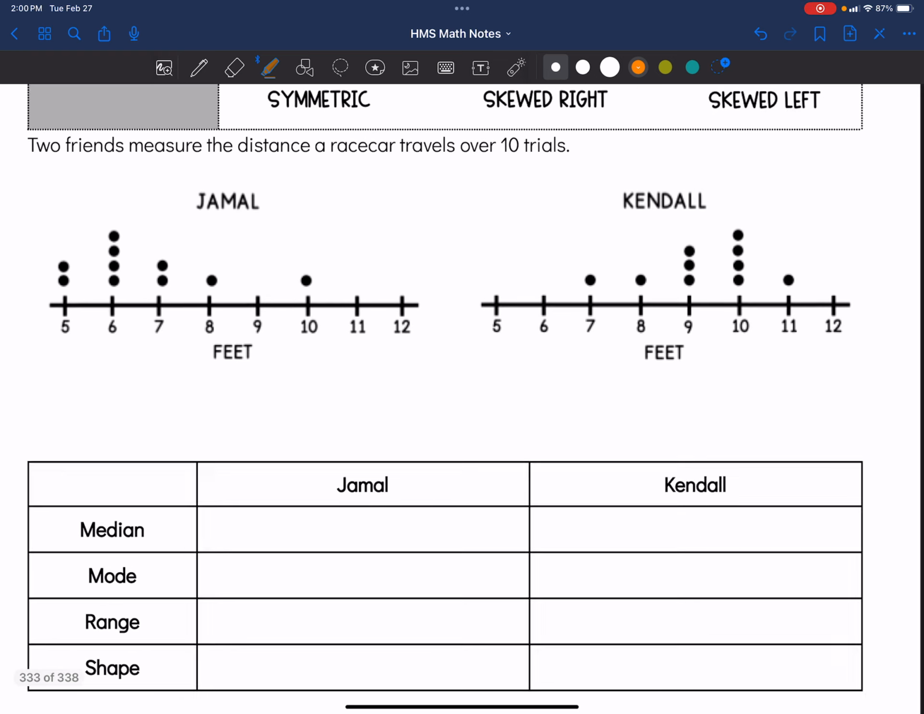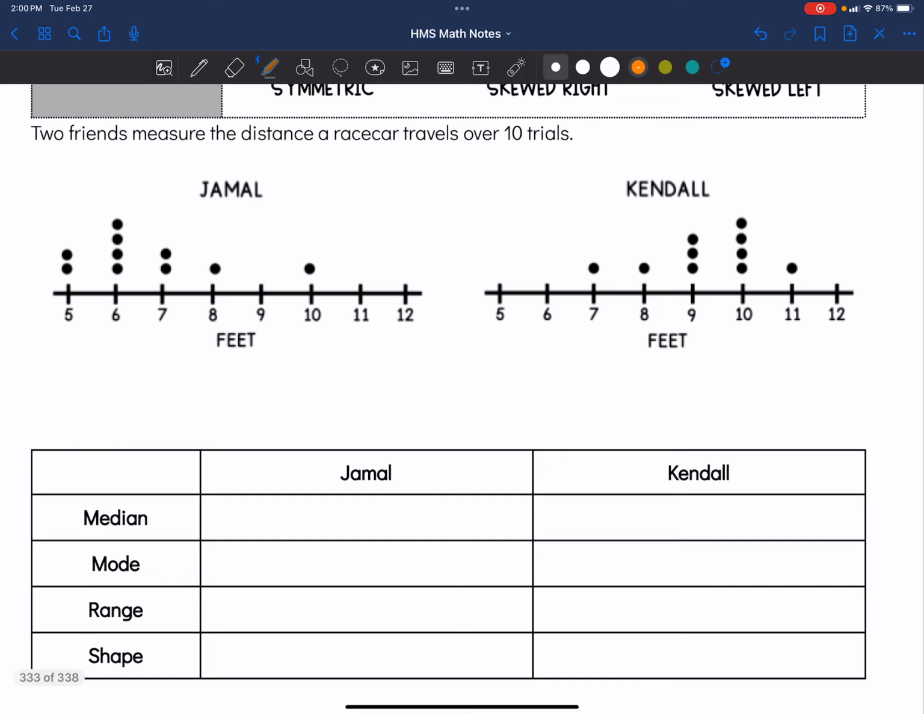All right, now we're going to compare the two. So we have two dot plots. We are comparing them. I have Jamal and I have Kendall. Both number lines look like it is describing feet. So they measure the distance of a race car over 10 trials. So there should be 10 numbers each.